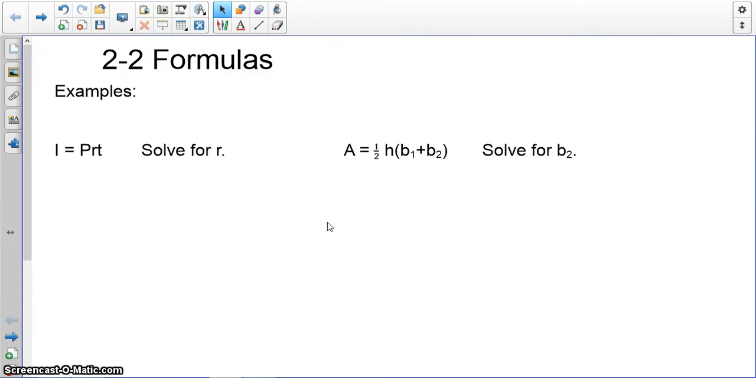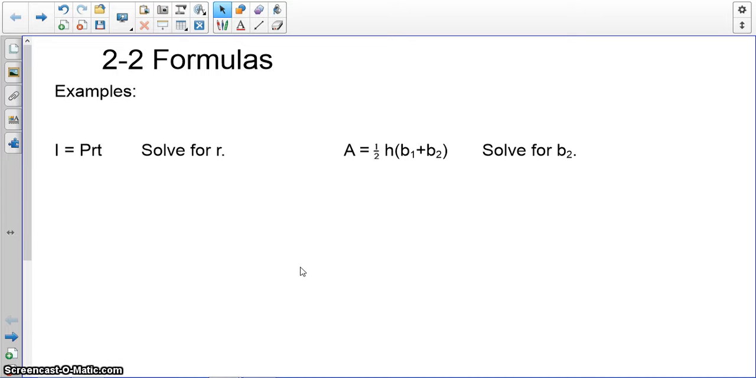Okay, 2.2 is all about formulas, and formulas are recursive equations that generally have more than one variable or more than one unknown involved. So I'm just going to go through three examples that increase in difficulty level as I go, of what you might have to do in your homework.